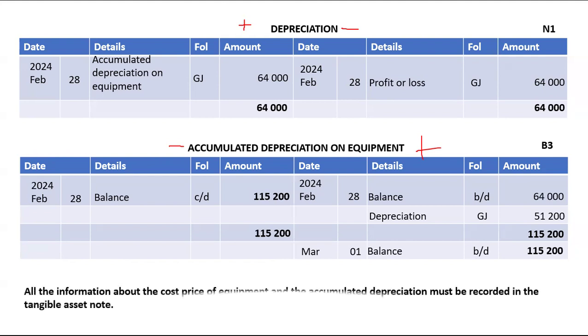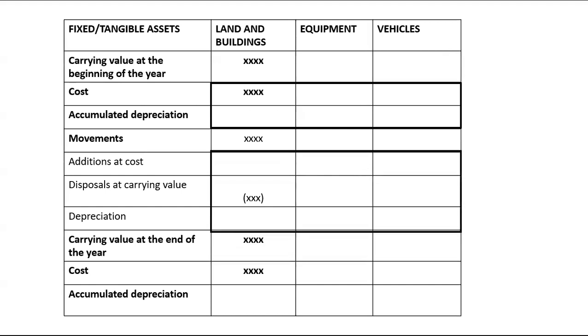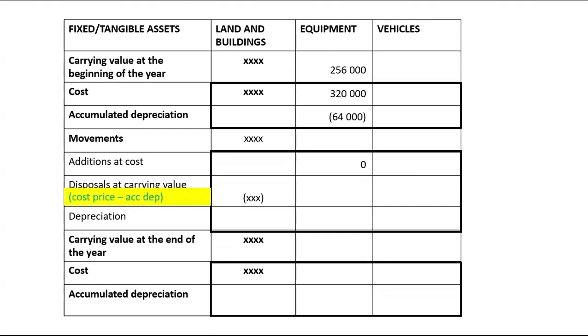All this information will be recorded in the tangible asset note again. We are now in the 2024 financial year. Cost at the beginning, which is the cost from the previous year, is still 320,000. Accumulated depreciation at the beginning will still be 64,000. Carrying value at the beginning will still be 256,000. We didn't buy any equipment, so additions at cost is 0. We didn't sell any equipment, so disposals at carrying value will be 0. But we do have depreciation, which was 51,200.